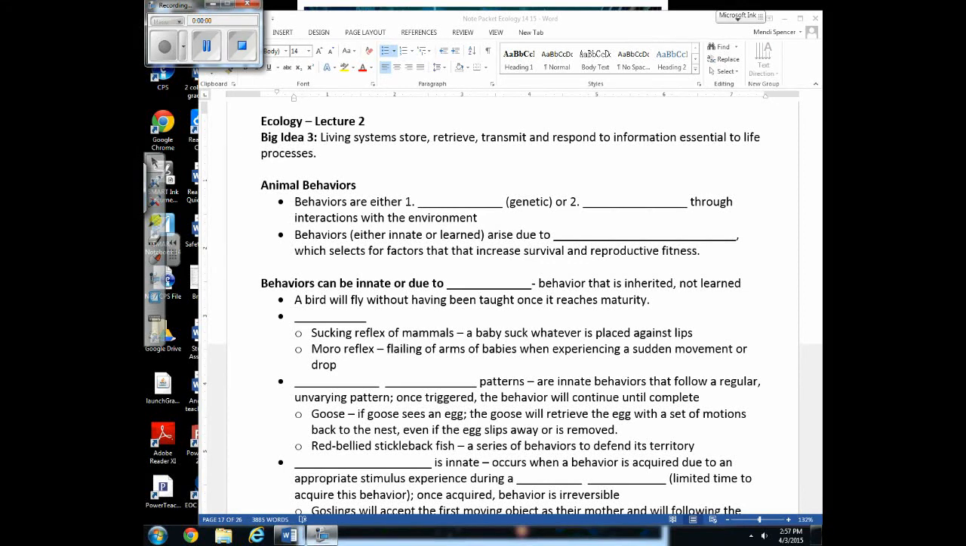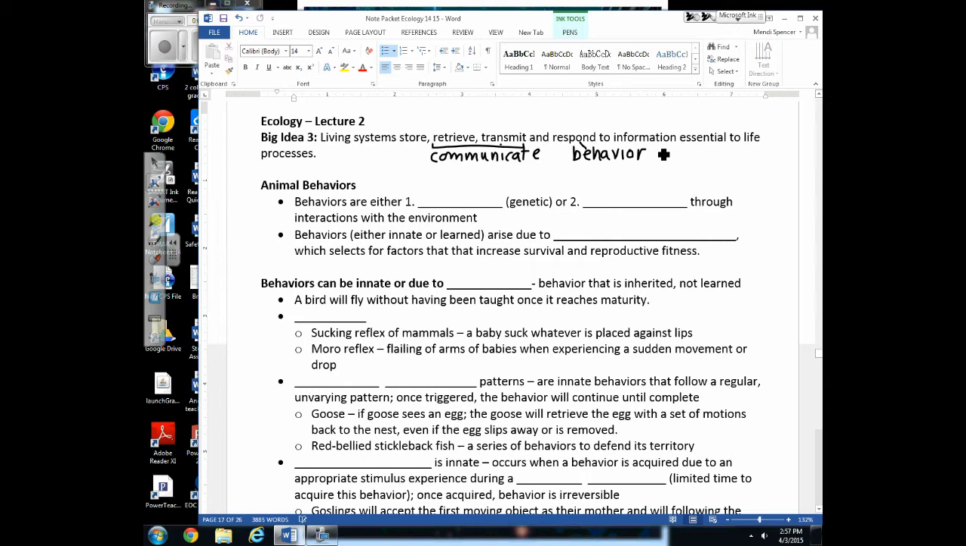So in this part of our notes, we're going to look at how organisms retrieve information and transmit information. So basically, we're going to look at the ways organisms communicate and respond. So we're going to look at how organisms learn and how they behave. So we're going to look at different behaviors.